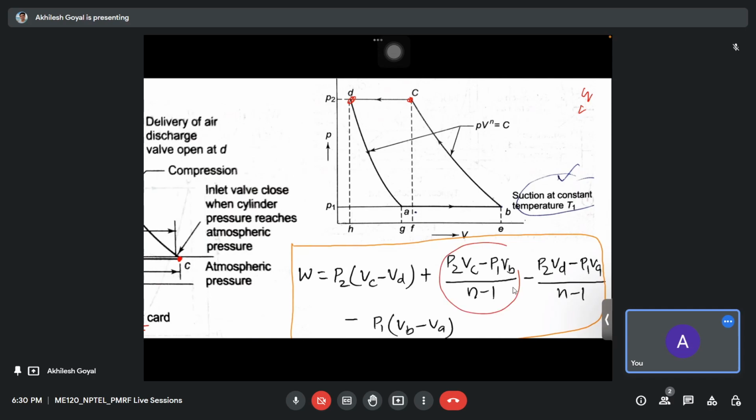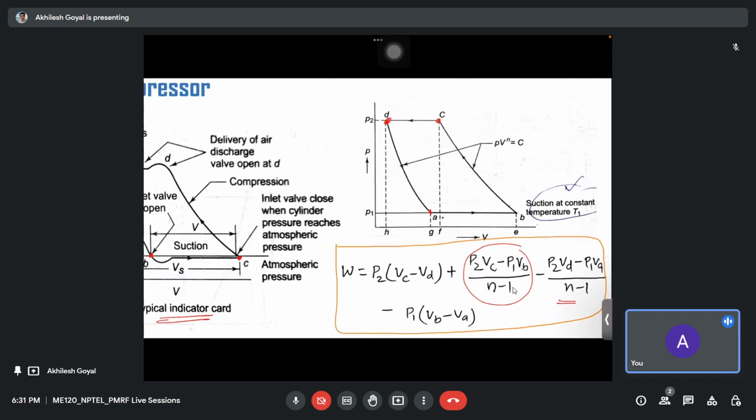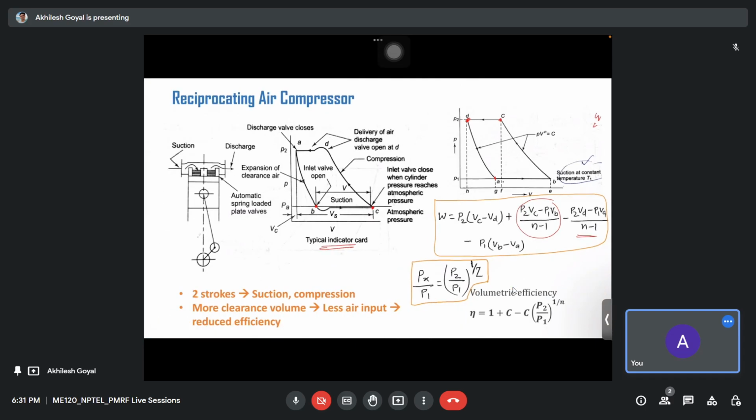is this, minus the term for the suction stroke, where the expansion of the gas in the clearance volume happens from D to A. That is the negative work, and this component shows that work only. Also from point A to B, that work is also negative, because the air is getting sucked from high atmospheric pressure to the low cylinder pressure, so this is also negative work. So the total work done during this cycle is the whole term.